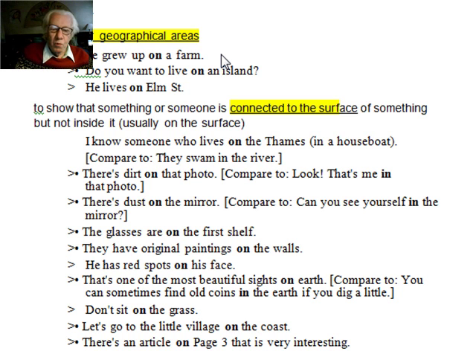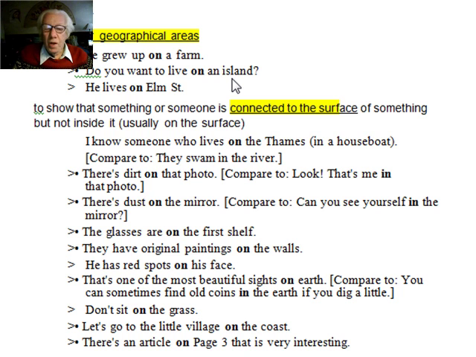You want to live on an island? Well, when we refer to islands, we'd say on an island. And we might justify that by saying it's in an ocean. And so if it's in an ocean, it's on an island, like on a farm.